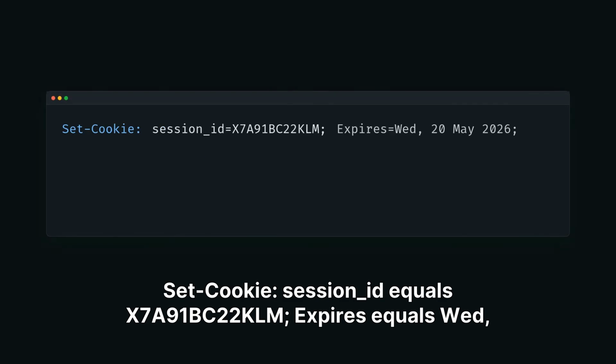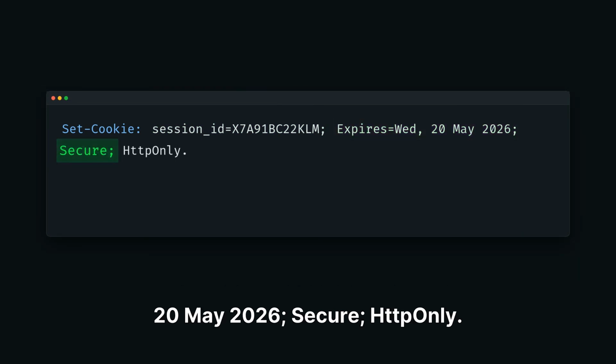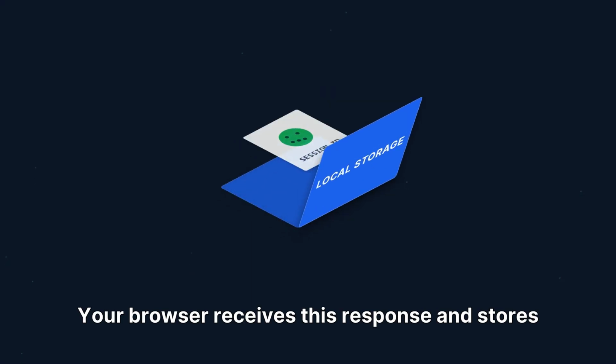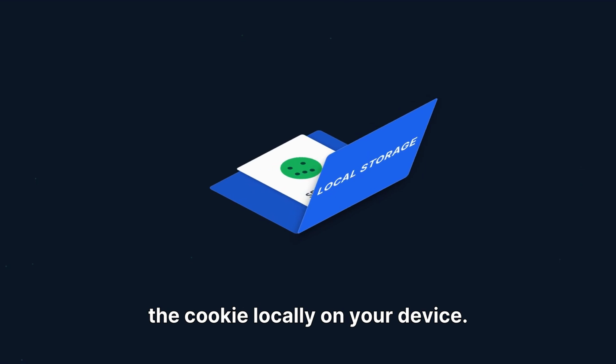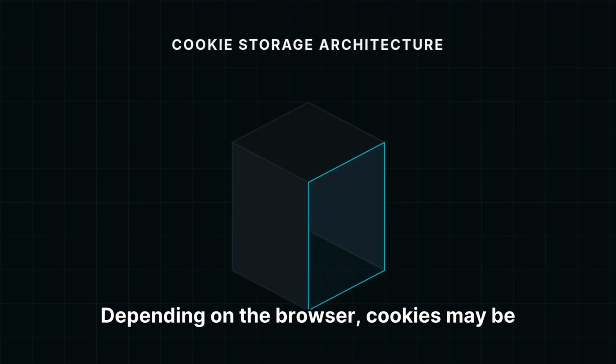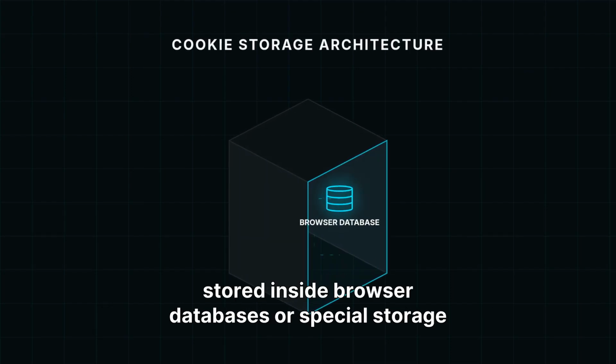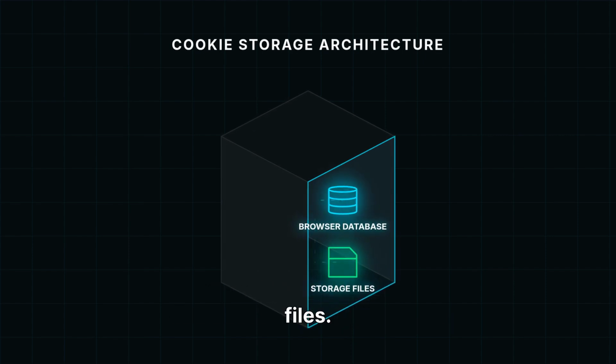Set-Cookie: session ID equals X7A91BC22KLM, expires equals Wed, 20 May 2026, Secure, HttpOnly. Your browser receives this response and stores the cookie locally on your device. Depending on the browser, cookies may be stored inside browser databases or special storage files.